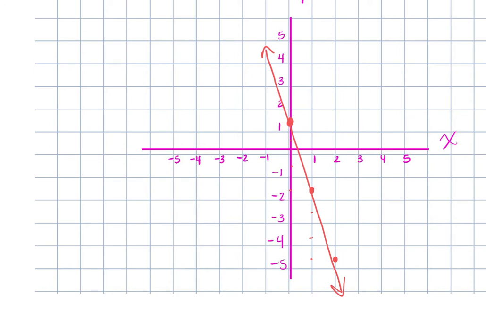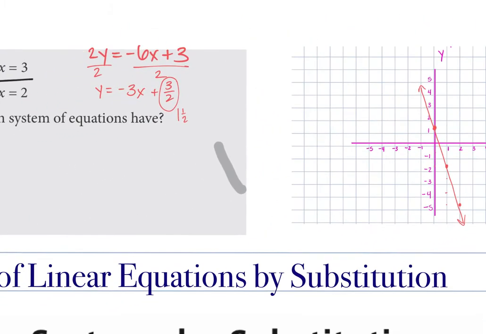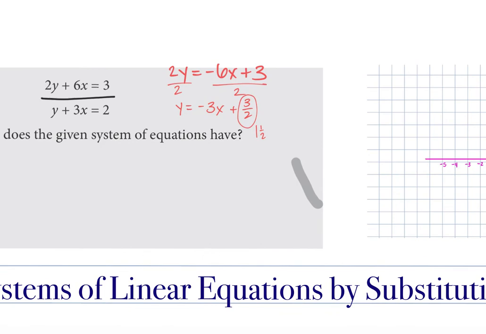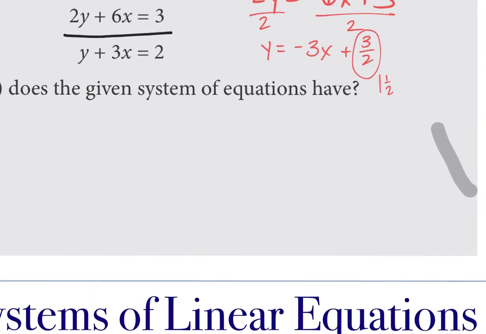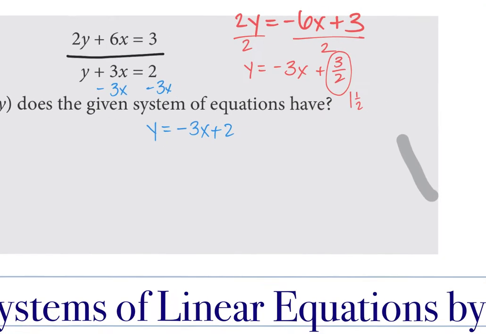I'm going to do the second equation in a different color. I'm going to do it in blue. Who was able to change the second equation into slope-intercept form? Diana? My iPad turned off. Hold on. Explain how you got it. Okay. So you subtract 3x from both sides. And then it gives you y equals negative 3x plus 2. Perfect. Negative 3x plus 2.